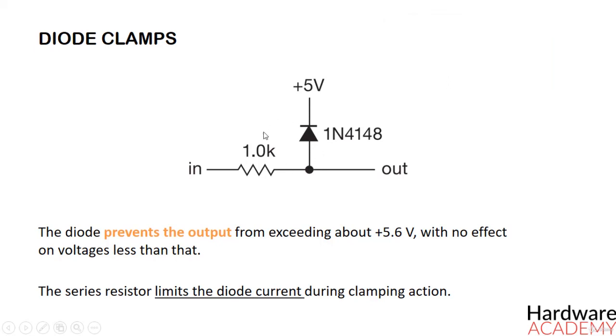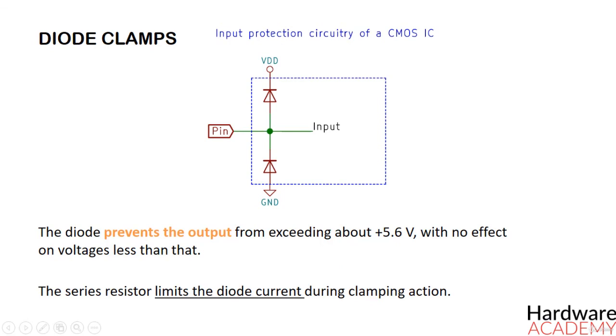This resistor limits the diode current during clamping action. However, a side effect is that it adds 1 kilo ohm of series resistance to the signal, so its value is a compromise between maintaining a desirable low source Thevenin resistance and a desirable low clamping current. Diode clamps are standard equipment on all inputs in contemporary CMOS digital logic. Without them, the delicate input circuits are easily destroyed by static electricity discharges during handling.